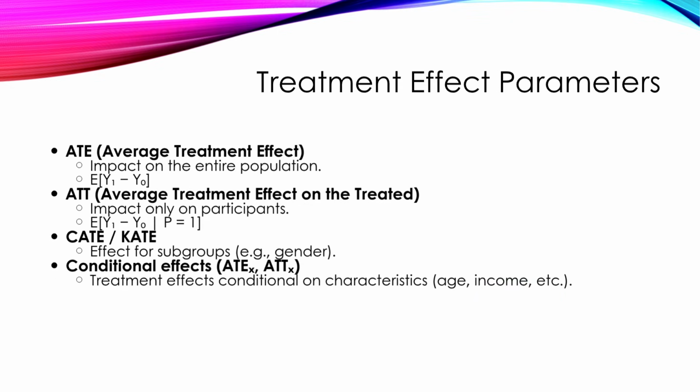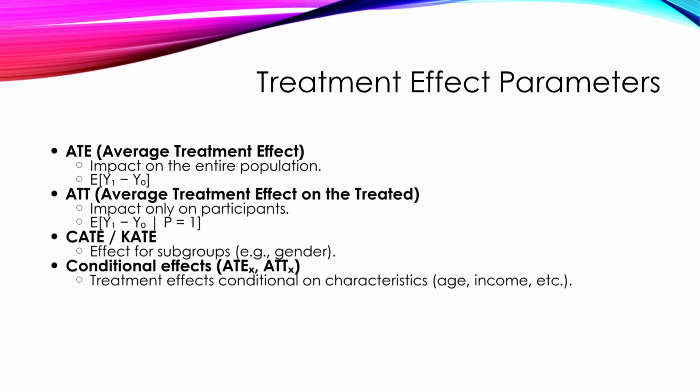Now in terms of the parameters of interest, we have the average treatment effect, ATE, and this is the mean impact of a program across the entire population, whether treated or not. And so the ATE is equal to the expected value of Y1 minus Y0. And then we have the average impact of the treatment on the treated, ATT. This is the mean impact of a program specifically for program participants, so where P is equal to 1.